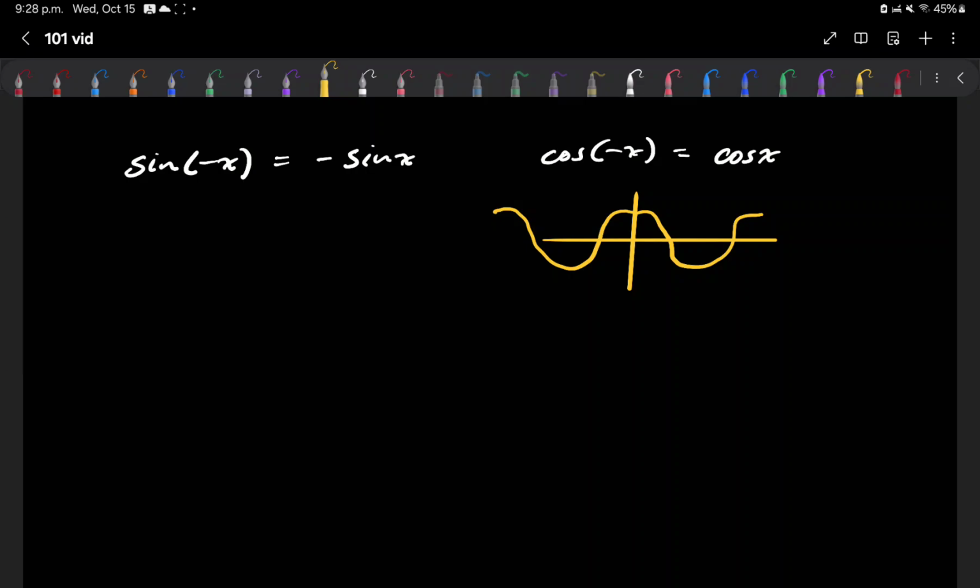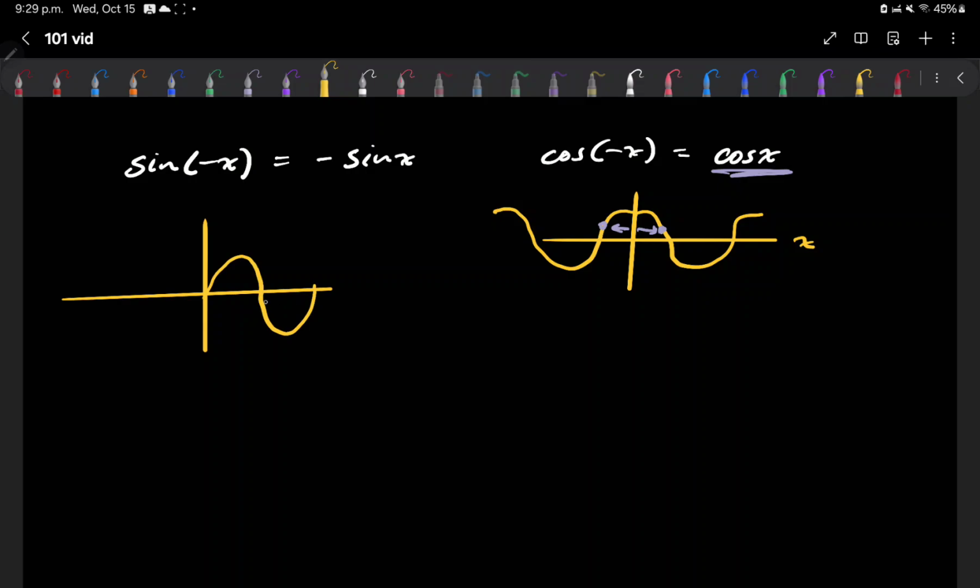So let's say I have anywhere on x. Let's say I'm here, that's positive x, right? If I go to negative x, it's still the same y value, so still the same output. But with sine, it's not the case because it is not symmetrical about the y-axis.